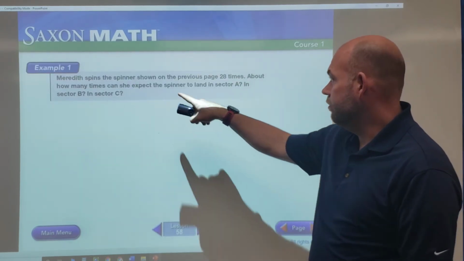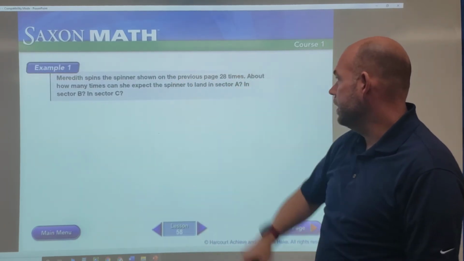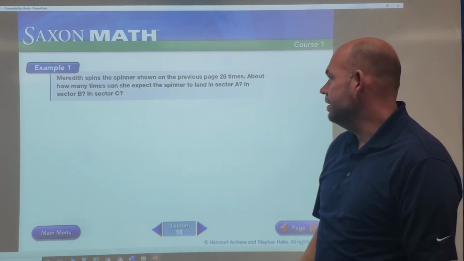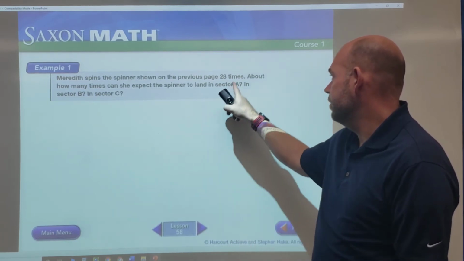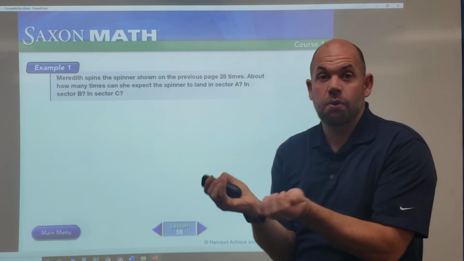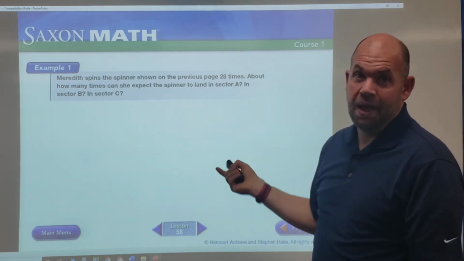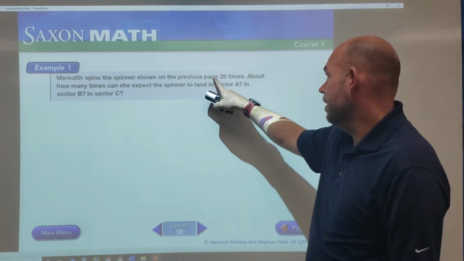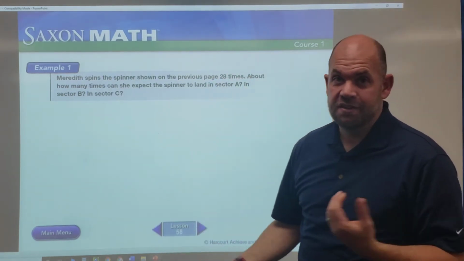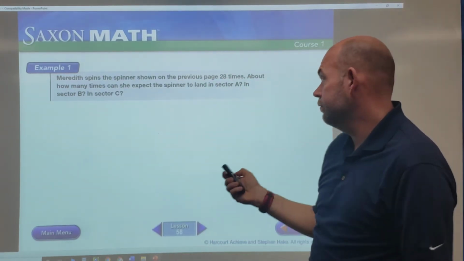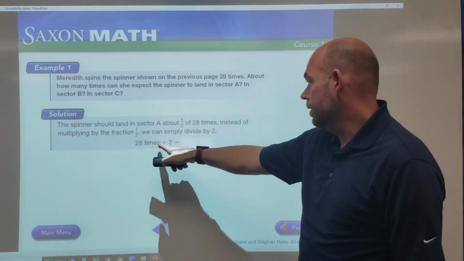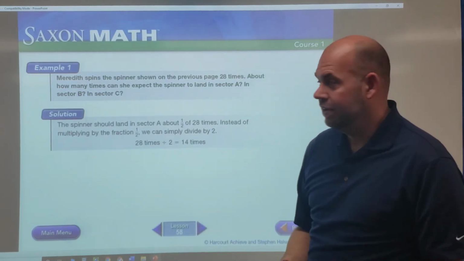So Meredith spins the spinner shown 28 times. About how many times can she expect the spinner to land in sector A? Remember, that's the one that was 1/2. And so all we have to do is multiply 28 by 1/2. So 28 times 1/2 is the same thing as dividing by 2. 28 divided by 2 is 14. That's how likely she is.